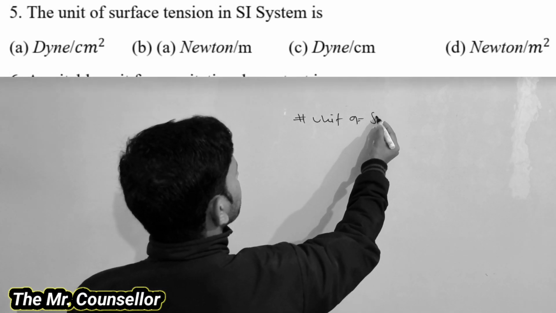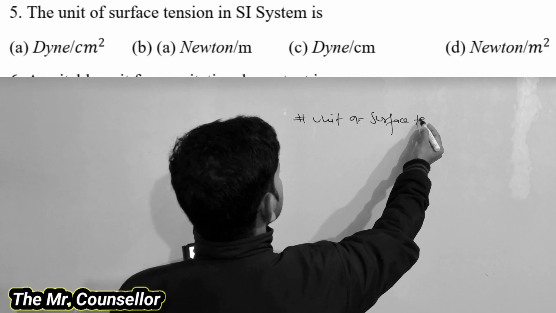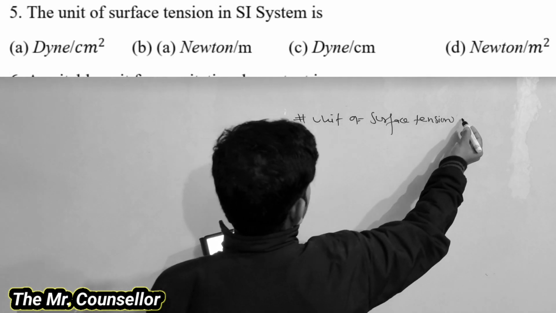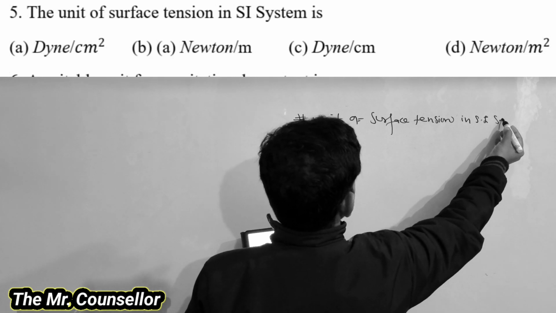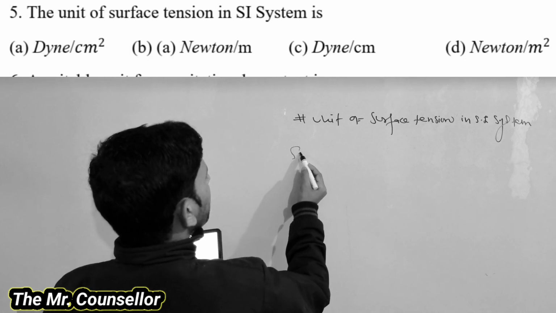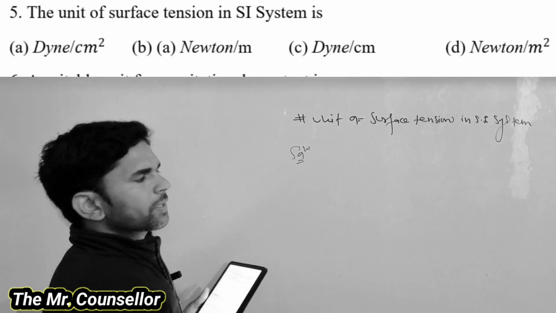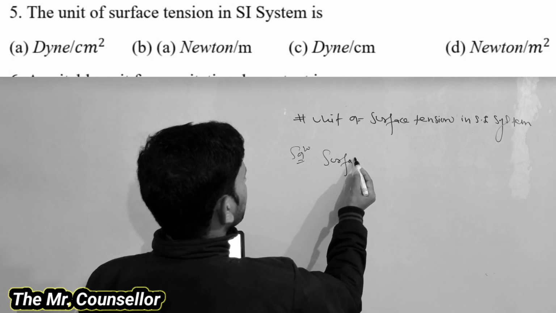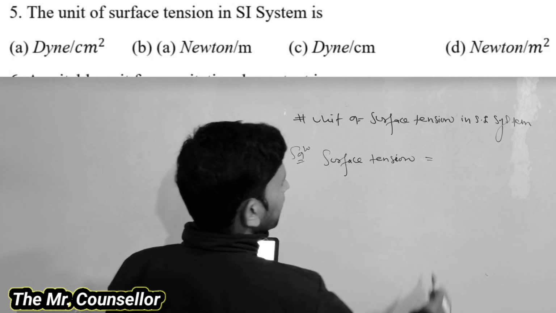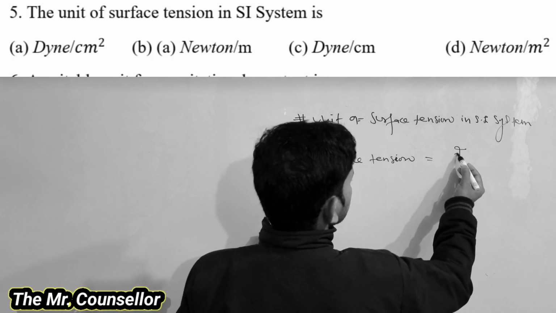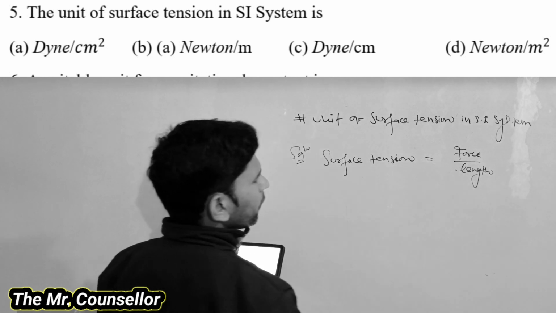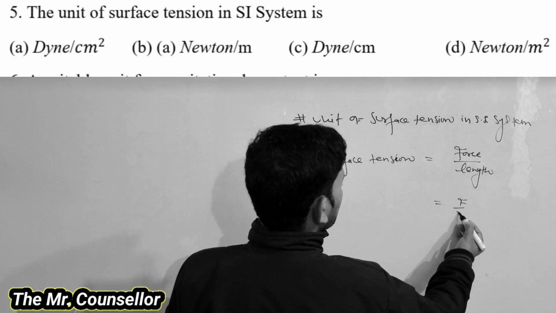Unit of surface tension, asking which system? In SI system. So you know very well what the formula of surface tension is. Let us consider, I am writing here surface tension. Surface tension I can write as force per unit length, force F, length L.